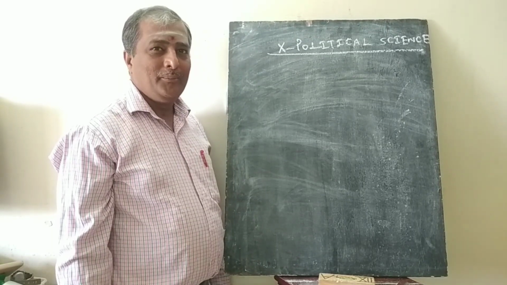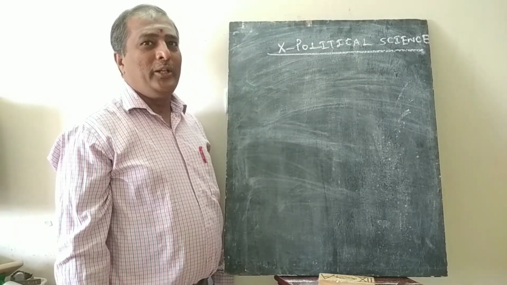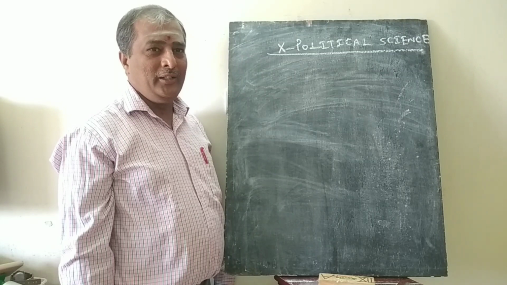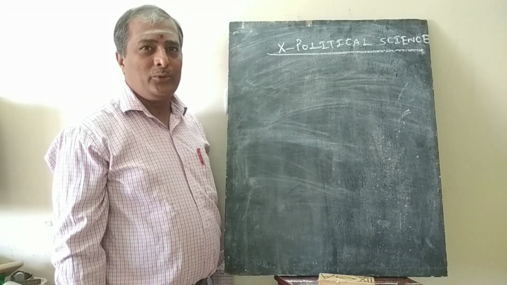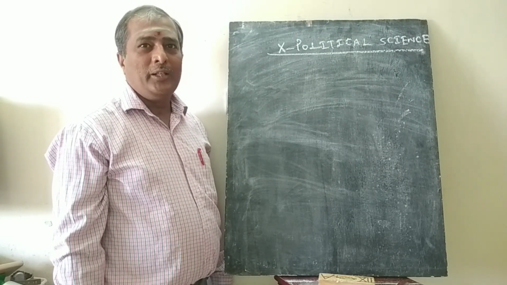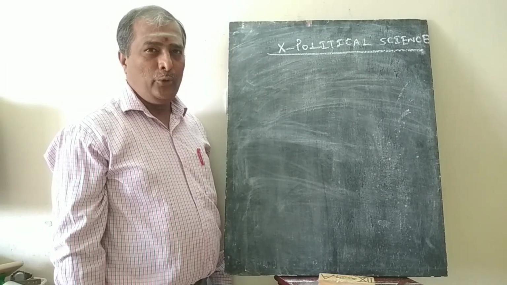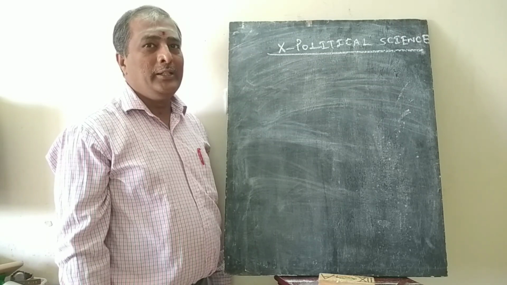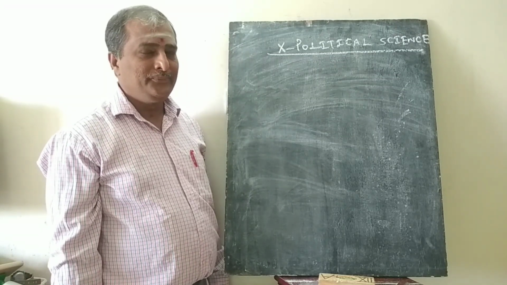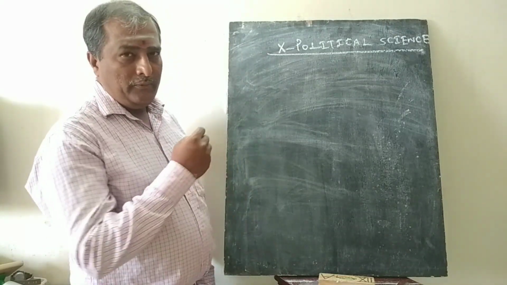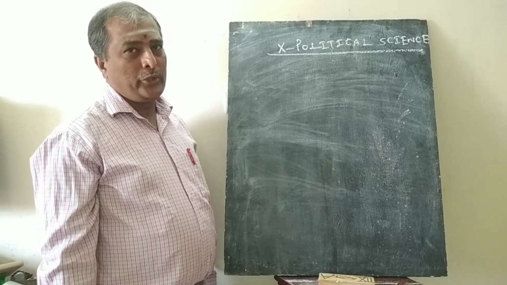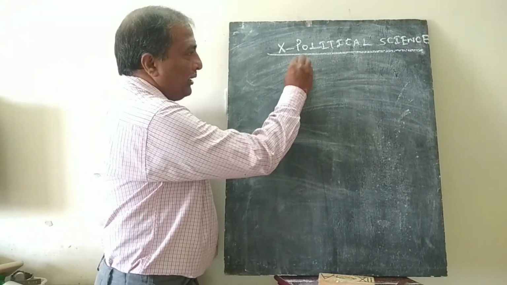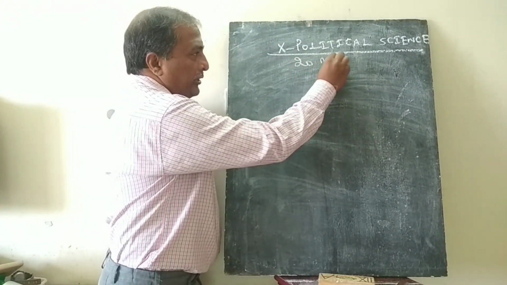Let us begin with our political science. As I have already discussed with you the first lesson of political science through Google Classroom, but I thought my video interaction would give you a better insight into the lesson. Right. Now, when you come to 10th standard political science, it's a part of social science. 20 marks are allotted for political science.